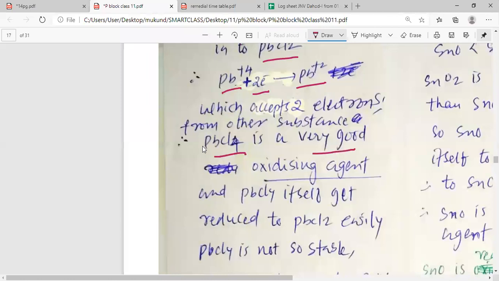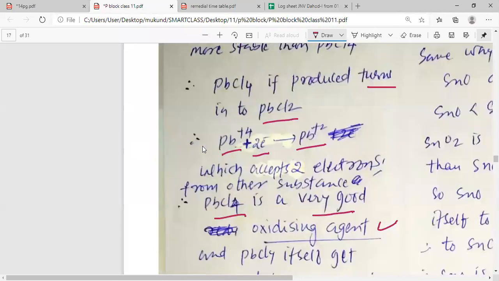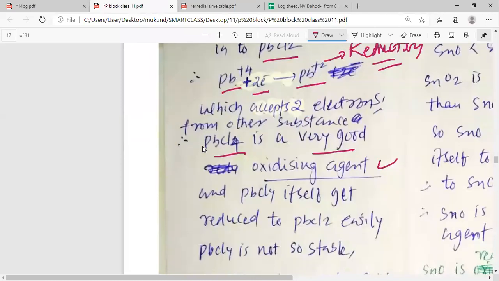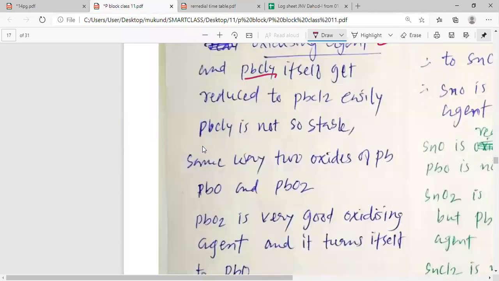So PbCl4 is a very good oxidizing agent. You can see that Pb plus 4 takes 2 electrons, and this reaction is known as reduction. So Pb plus 4 undergoes reduction, and that is why it oxidizes the other substance. That is why the Pb plus 4 present in PbCl4 is a very good oxidizing agent, and PbCl4 itself gets reduced to PbCl2 easily, and therefore PbCl4 is not stable.